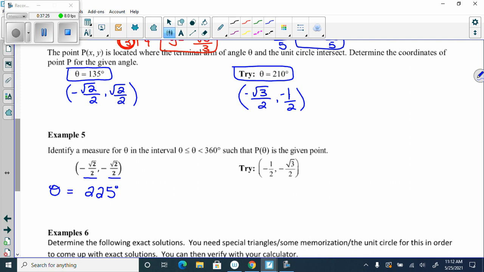Theta equals. Now, that second one is also a negative and a negative. So it's going to be in quadrant 3. So what's negative a half and then negative root 3 over 2? Theta equals, shouldn't be 210. You have them flip-flopped. It should be 240, because negative a half and negative root 3 over 2 should be at the 60-degree reference angles.